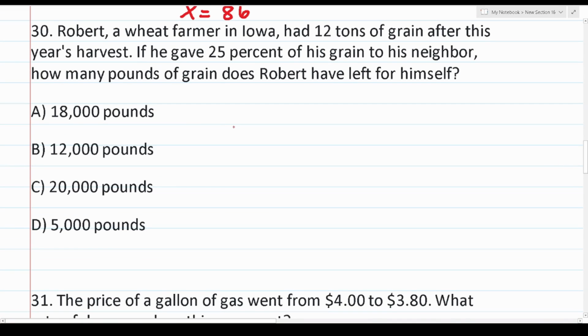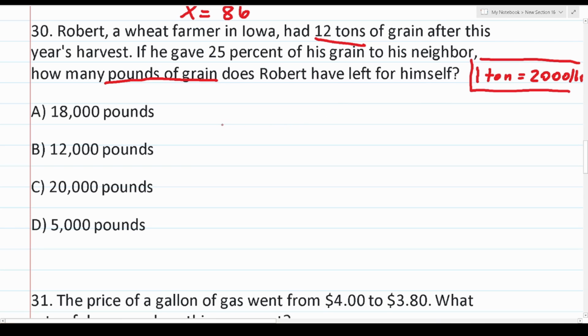All right, number 30 says, Robert, a wheat farmer in Iowa, had 12 tons of grain after this year's harvest. If he gave 25% of his grains to his neighbor, how many pounds of grain does Robert have left for himself? So right away, one thing should jump out at you. Up here, we're talking about grains in terms of tonnage, whereas down here, we're talking about grains in terms of pounds. So at some point, we're going to have to convert tons to pounds. So off to the side, I'm going to write 1 ton equals 2,000 pounds. Okay, so we're going to use this later on in this problem.